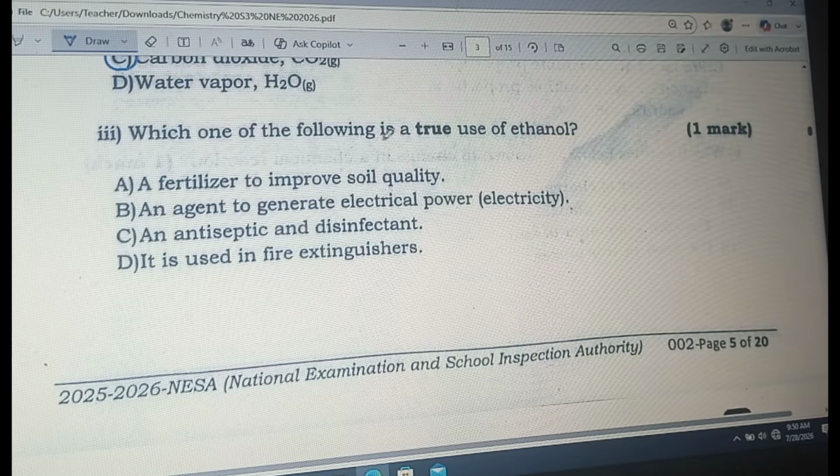Which one of the following is a true use of ethanol? A, fertilizer to improve soil quality. No. B, an agent to generate electric power. No. C, an antiseptic and disinfectant. This is correct, this is a use of ethanol. D, it is used in a fire extinguisher. No. The substance used in a fire extinguisher is carbon dioxide.